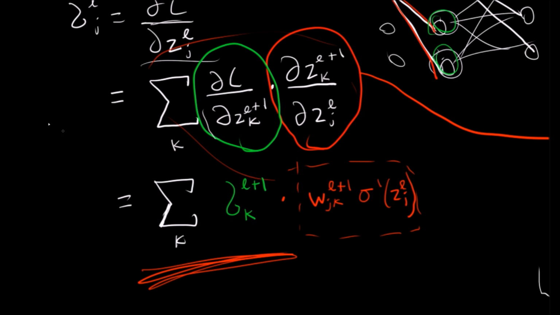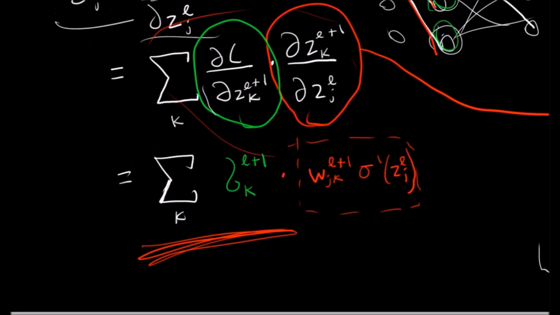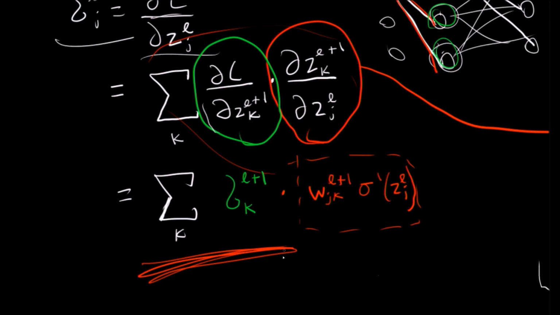and then we'll get our delta value here. Now we can do this for every single layer, propagating this delta error back, right? So let's actually come back to this in a little bit, but first I want to turn this into matrix notation.